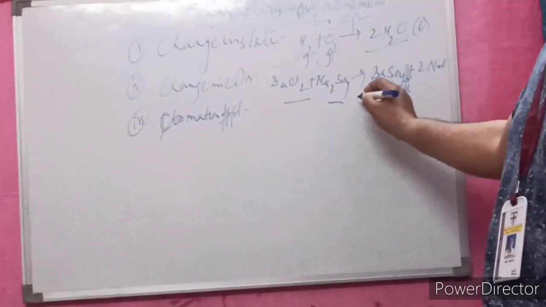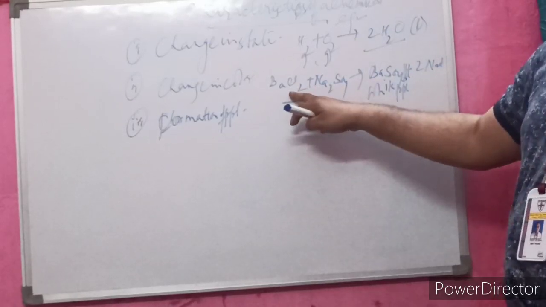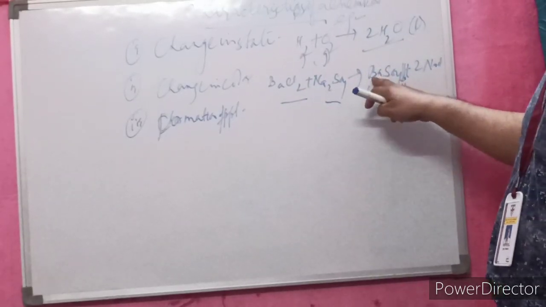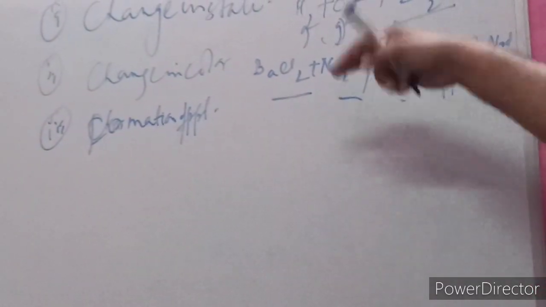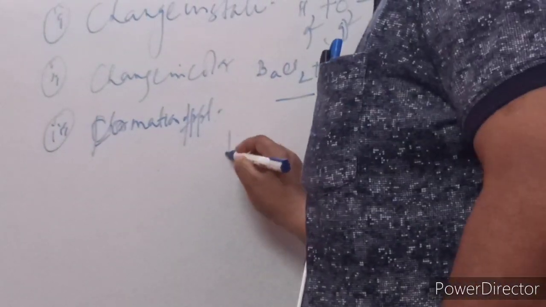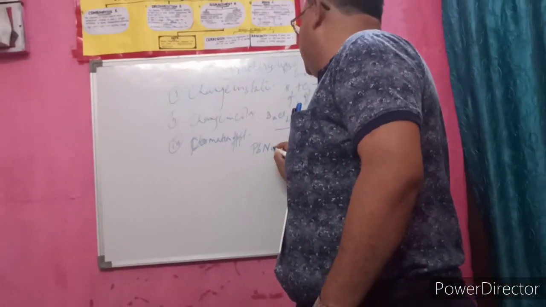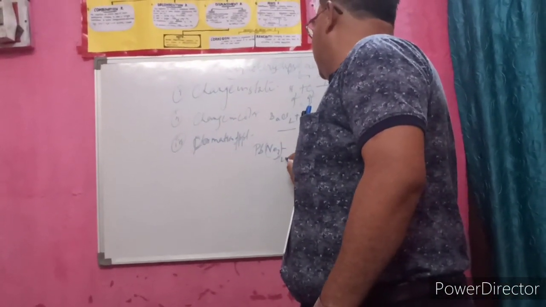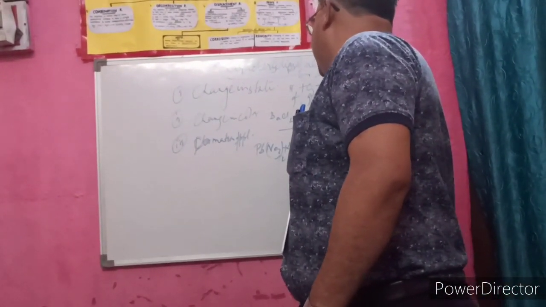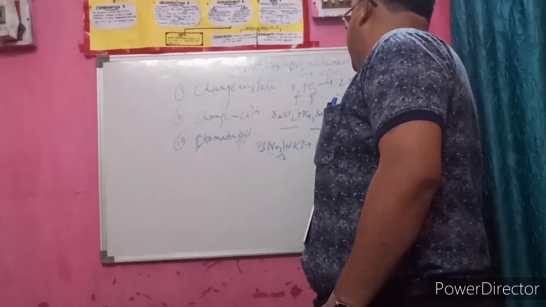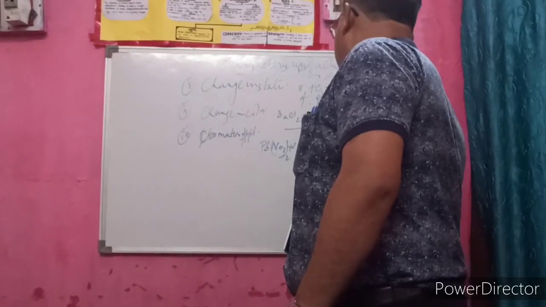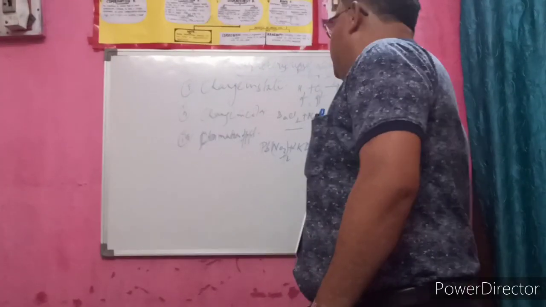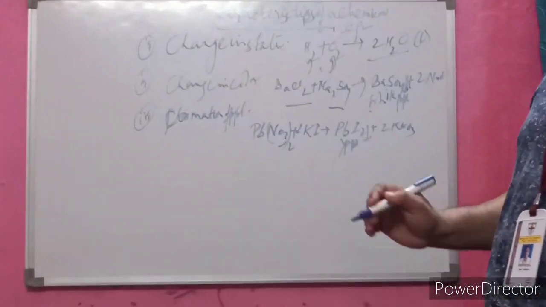We can give the same example: barium chloride plus sodium sulfate formed a white precipitate. One more example, as I have already given: lead nitrate plus potassium iodide gave lead iodide plus potassium nitrate. It formed a yellow PPT, yellow precipitate.